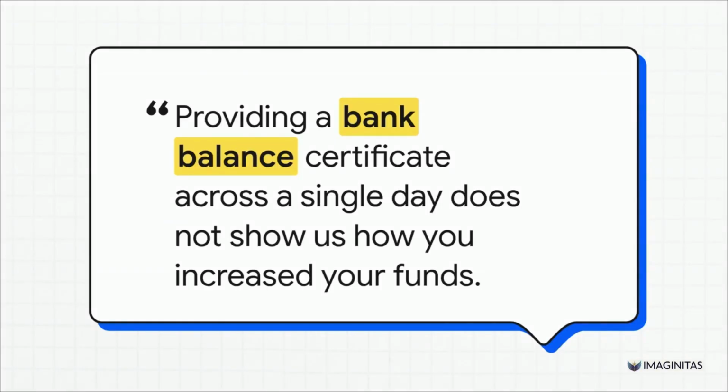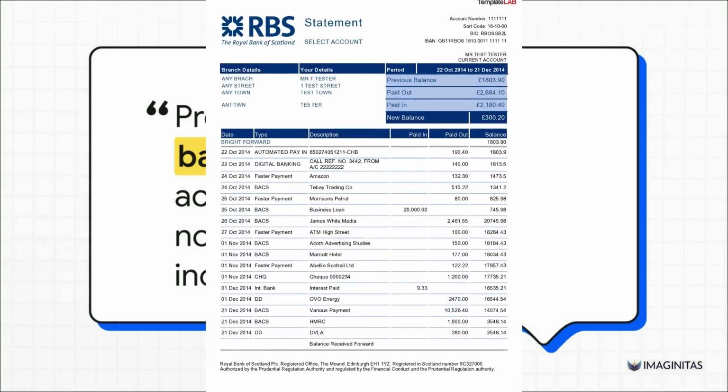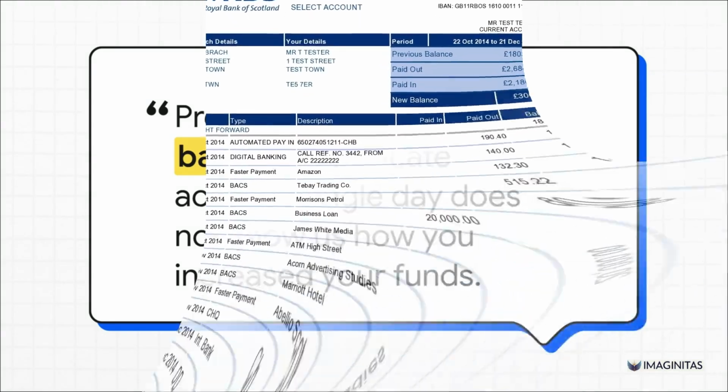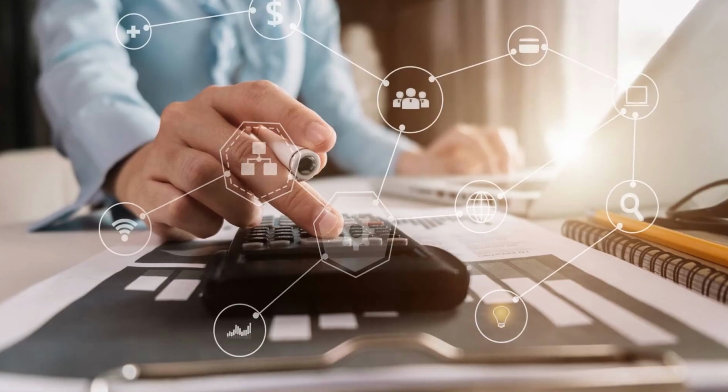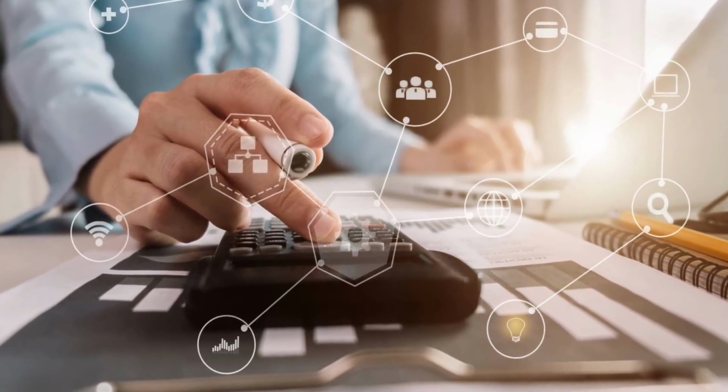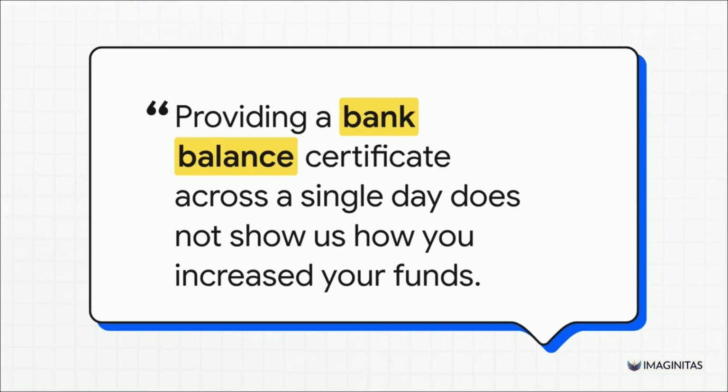And here is a huge warning, and this is a direct quote from the Department of Home Affairs. You can't just have a huge chunk of money appear in your bank account the day before you apply. They want to see the history of those funds. You have to be able to explain where the money came from to prove you have genuine access to it.